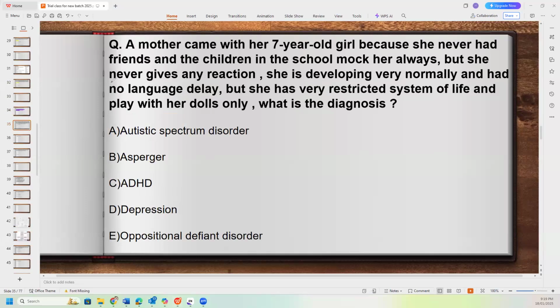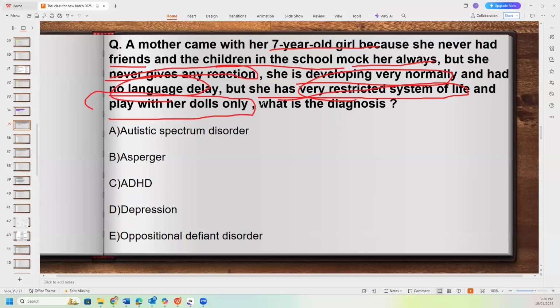Next one is another psychiatric question. A mother came with her 7-year-old girl because she never had friends in school, and the children in school always mock her. But she never gives any reaction. She is developing very normally and had no language problem, but she has a very restricted system of life and plays with her dolls only. What is the diagnosis? Autistic spectrum disorder, Asperger, ADHD, depression, or oppositional defiant?